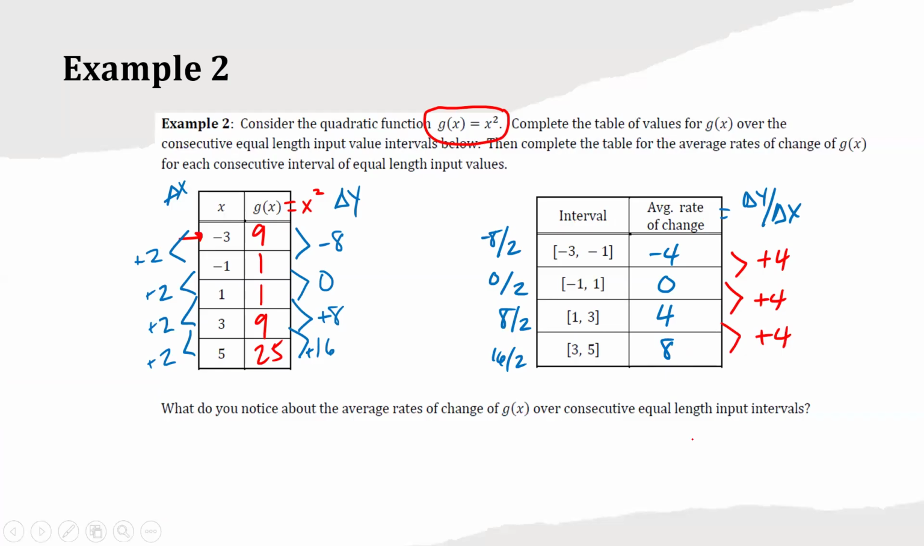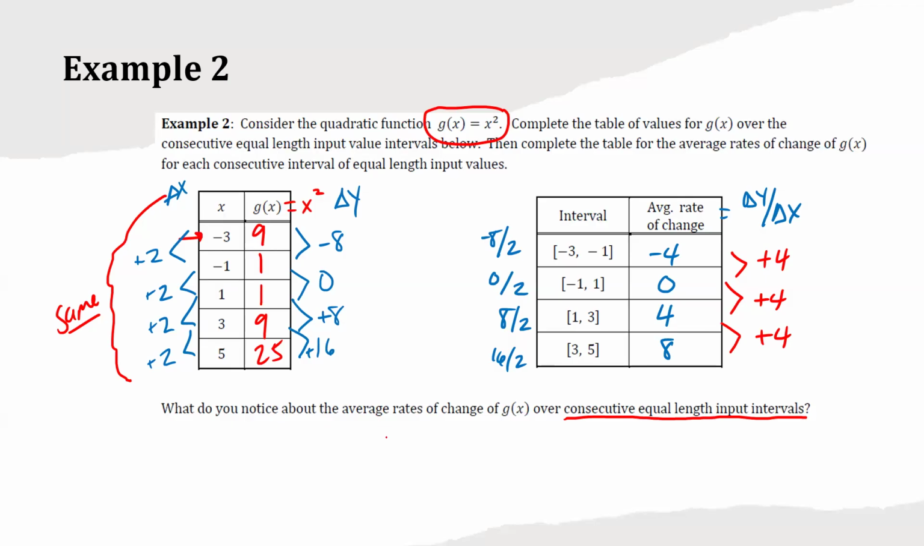Okay, this works when it's over consecutive equal length intervals, meaning that to get from my x's, my change in x is the same for all of the intervals. Does that make sense? Yeah. So when it says consecutive equal length input values, it's just saying your change in x is the same. This can only work if the change in your x is the same. Got it?